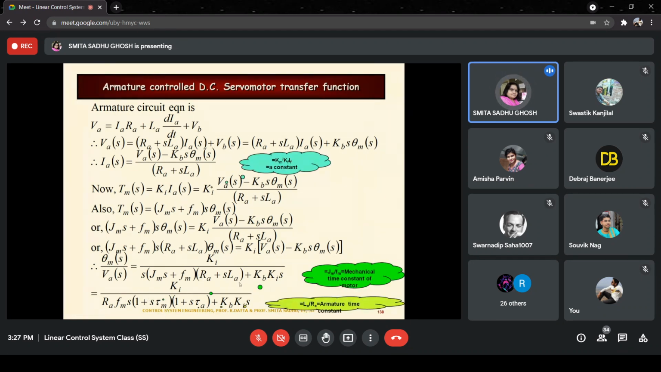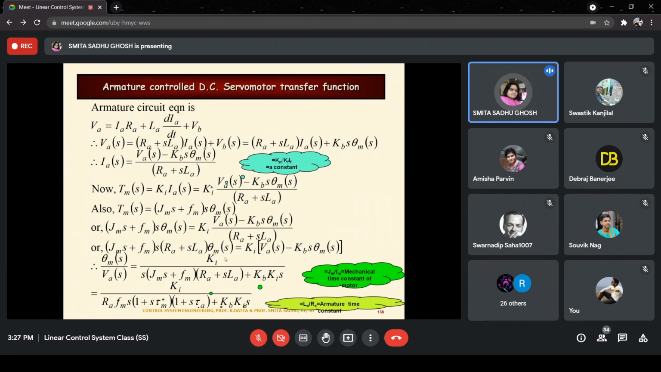So it's written in the time constant form, where this 1 plus s tau m, this tau m is equal to Jm by Fm, which is also known as the mechanical time constant of the motor, and tau a is given by La by Ra, which is also known as the armature time constant, right?